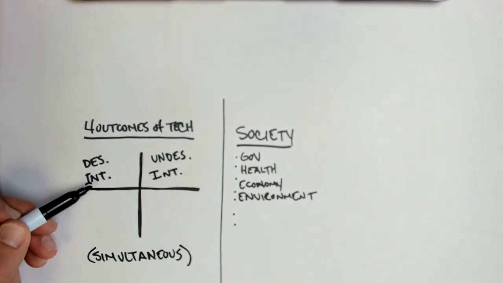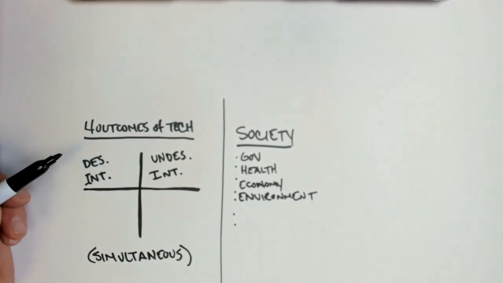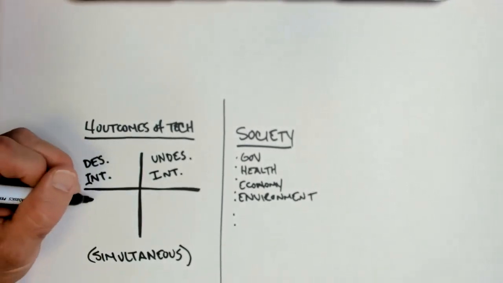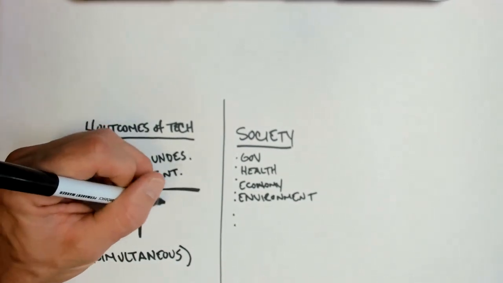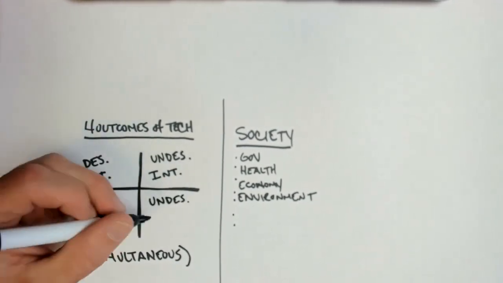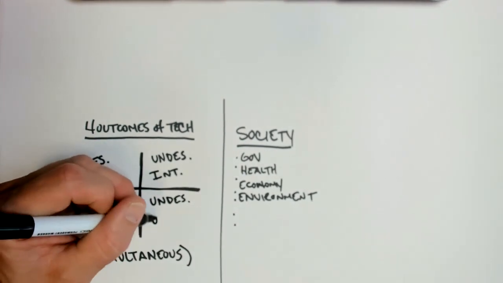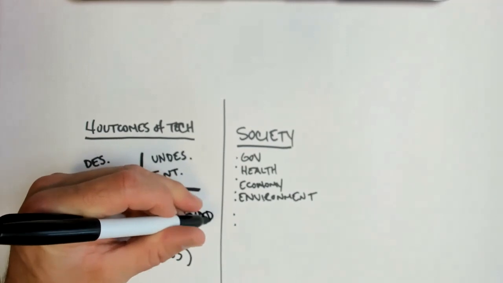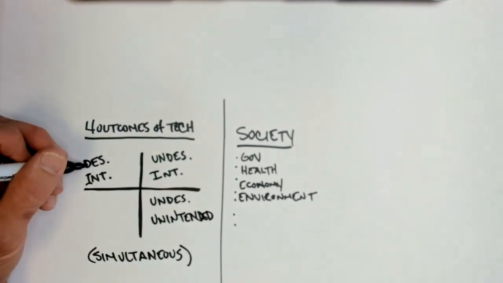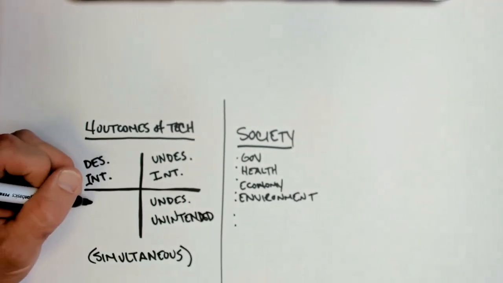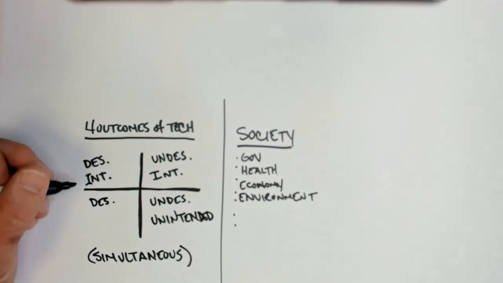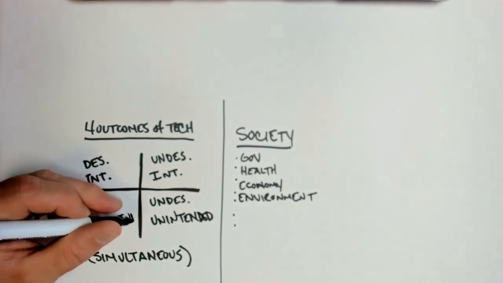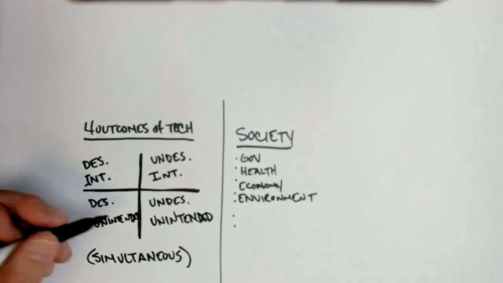And if you look at these, desirable, intended, undesirable, intended, what would these other two categories be? It means there must be something that is undesirable but also unintended. And there's going to be things that are desirable but unintended. So what could those two things be?